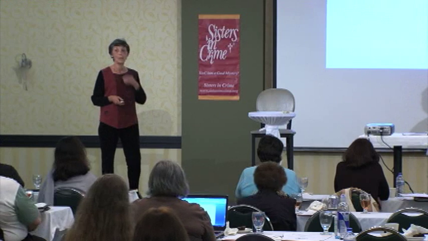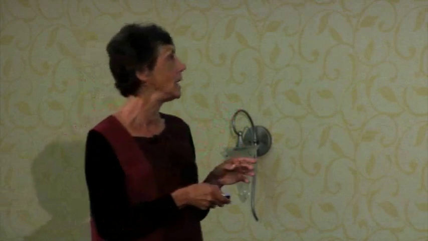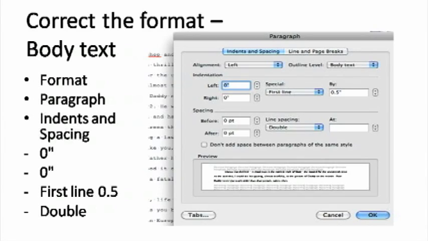Then the next thing that I do is I block select the whole document. This takes a long time if you have a book. It's not so bad for a short story. But what I'm going to do here is globally format my document so that the indents are automatic, and you don't have to worry about them. The manuscript will take care of itself for the most part. And to do that, I've got the complete instructions here and also in your handout. You use format, paragraph, indents, and spacing.